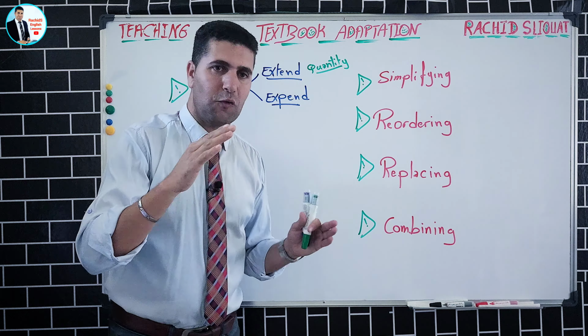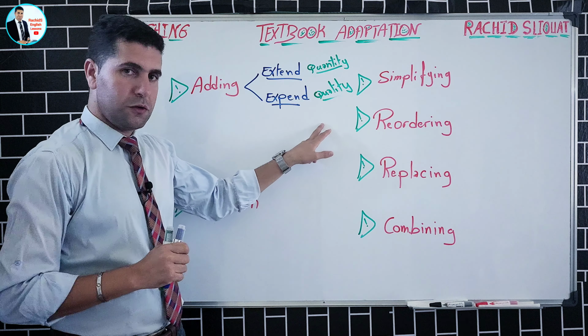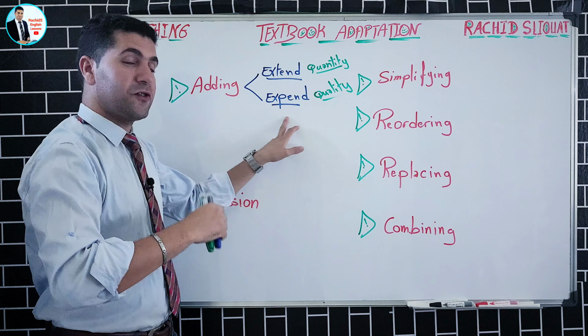But when you talk about expanding, that has to do with the quality. So you bring something which is different from the exercises you have. Here with extending, most of the time it is the same tasks, the same exercises. Here, different. So you bring more that are different from the ones you have in the textbook, for the sake of quality. So this is what we mean by adding. Remember, for the adding strategy, we have extending and we have expanding.